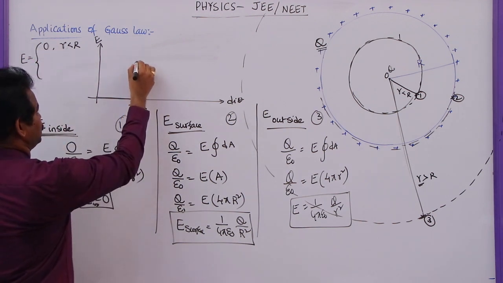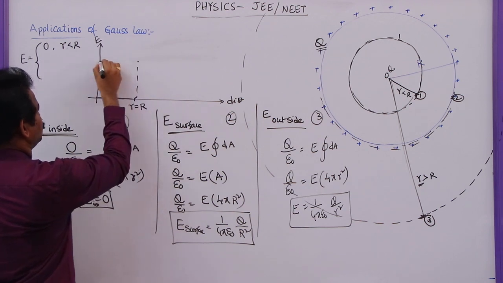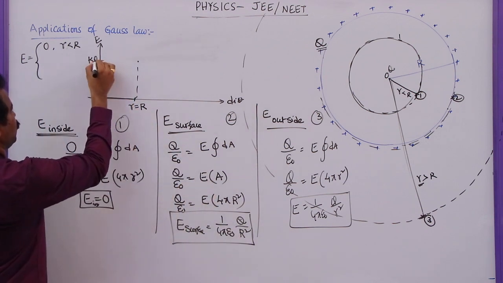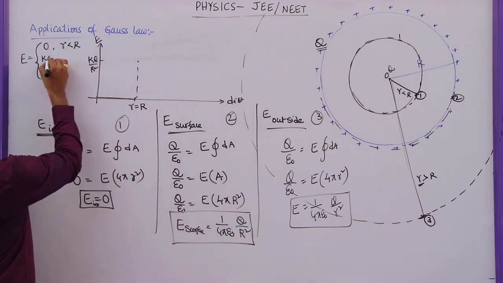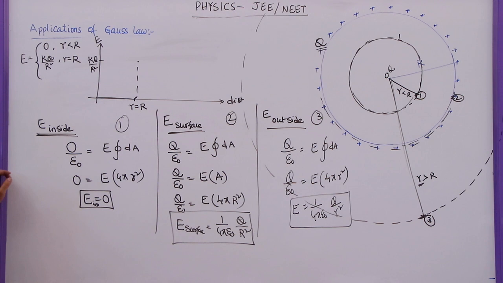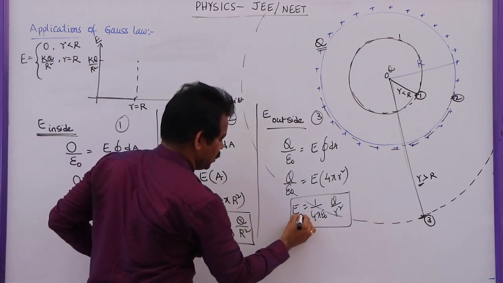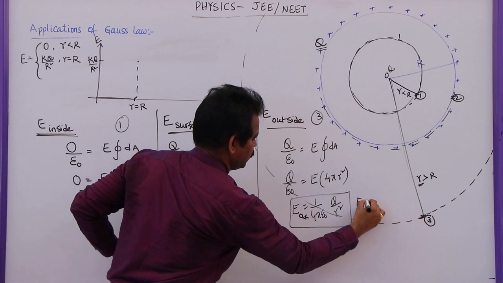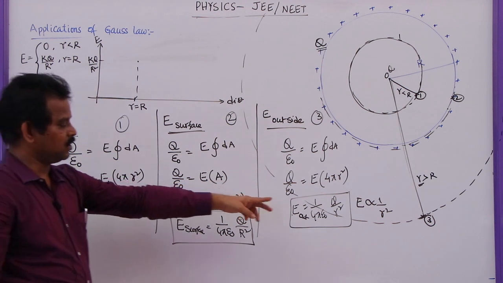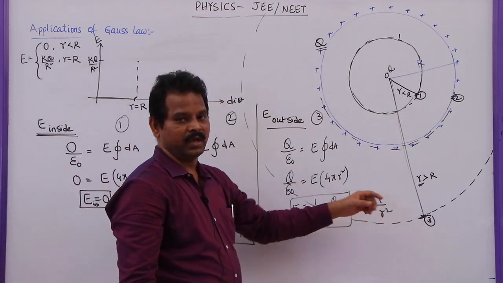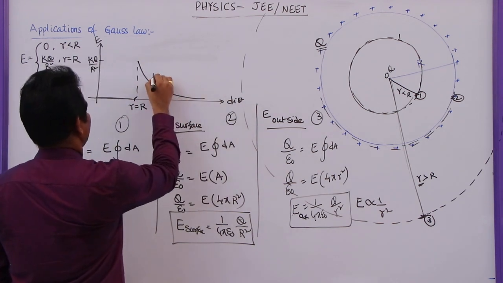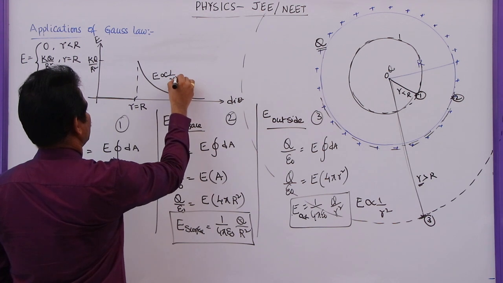Now, on the surface, electric field increases sharply and its value is equal to 1 by 4 pi epsilon naught q by r square, that I can write as k q by r square. So electric field is equal to k q by r square when small r is equal to capital R. And after that, outside the sphere, electric field is inversely proportional to the square of the distance. When two physical quantities are inversely proportional to each other with the square, you will get a parabola. So this is a parabola where electric field is inversely proportional to r square.